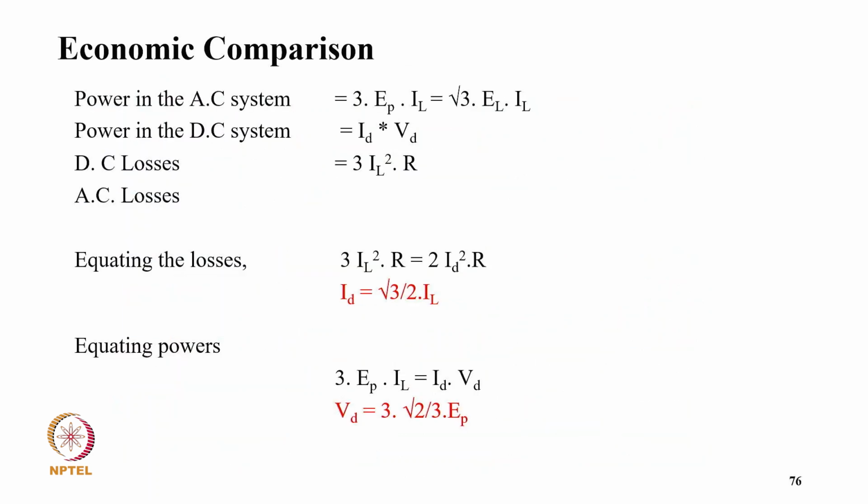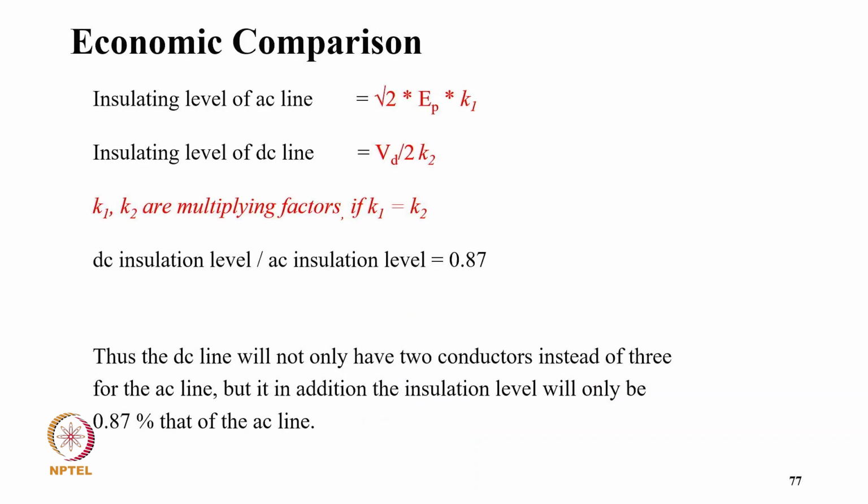So coming to economic comparison, the power in the AC system is 3 EP IL, that is root 3 EL IL, and the power in DC is VD ID. The losses in AC are 3 IL square R, and in DC the losses are 2 ID square R. So equating 3 IL square R equal to 2 ID square R, ID becomes root 3 by 2 into IL, and equating power 3 EP IL equal to VD ID, VD becomes root 2 times root 3 divided by 3 into EP.